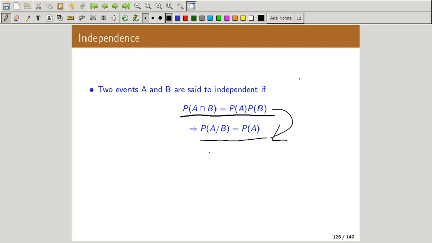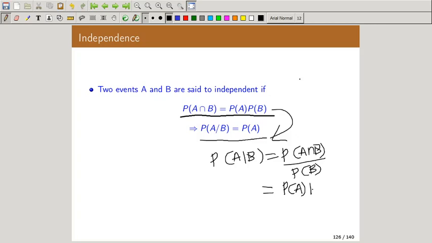Otherwise, what is the probability of A given B? The general formula is probability of A intersection B by probability of B. But if they are independent, what is the probability of A intersection B? Probability of A into probability of B. So the probability of A into probability of B by probability of B, so we are left with the probability of A.